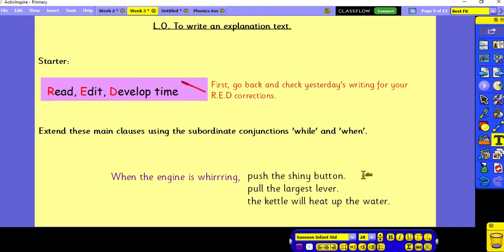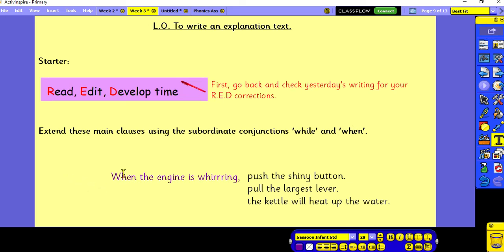Okay, I would like you to pause the video and to go and write some subordinate conjunctions for these two main clauses, one with the conjunction while and one with the conjunction when. Off you go, please. Okay, well done. Hopefully you have some fantastic main clauses. I will give an example for these two as well, just so that you have 3 examples to help you.